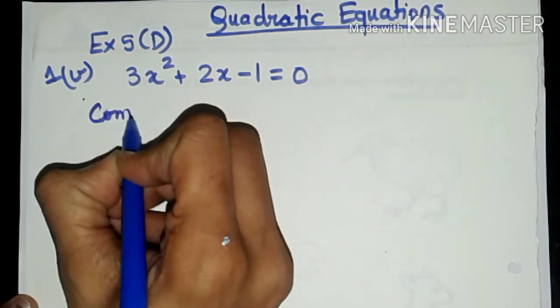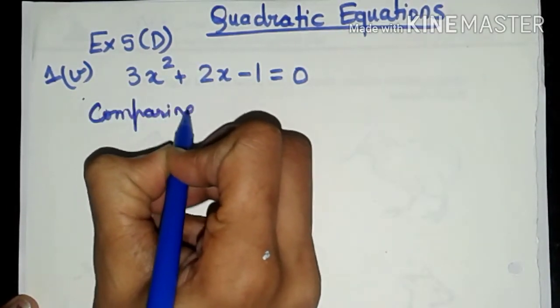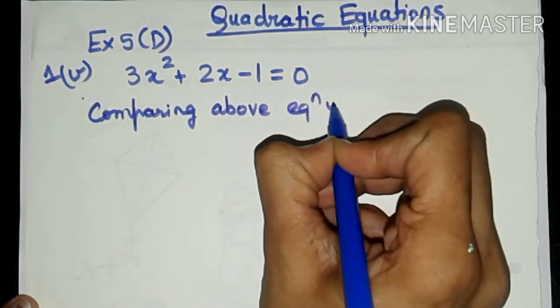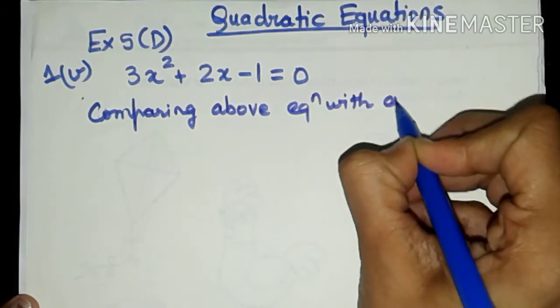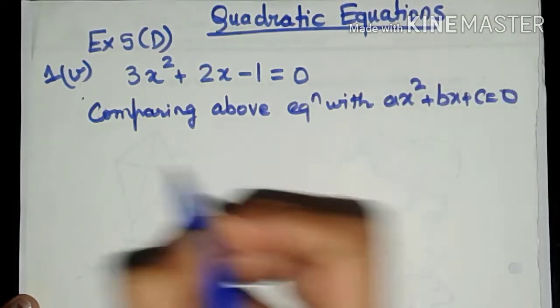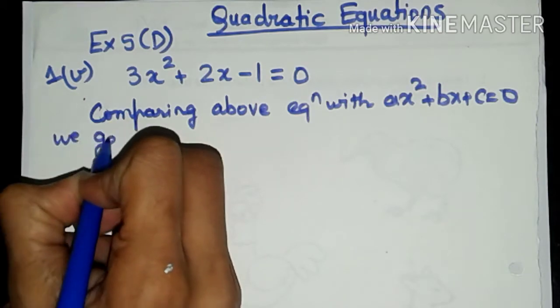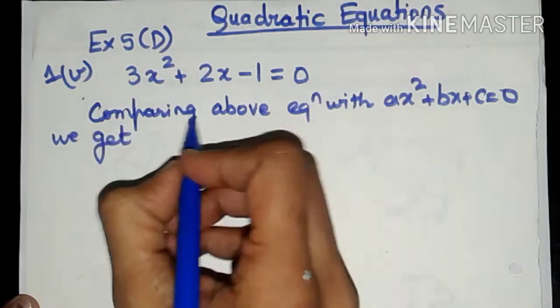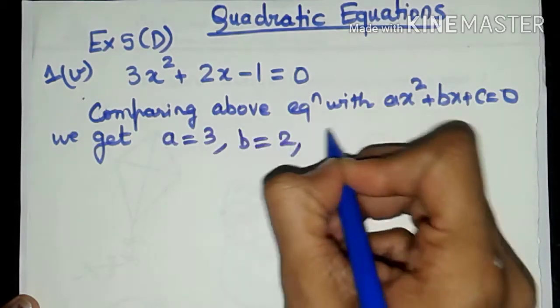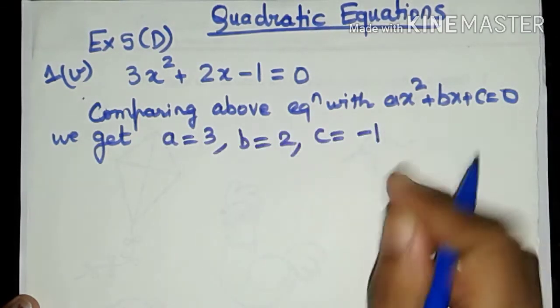So comparing the above equation with ax square plus bx plus c equal to 0, we get, so we'll compare these two equations, we'll get a equal to 3, b equal to 2, c equal to minus 1.